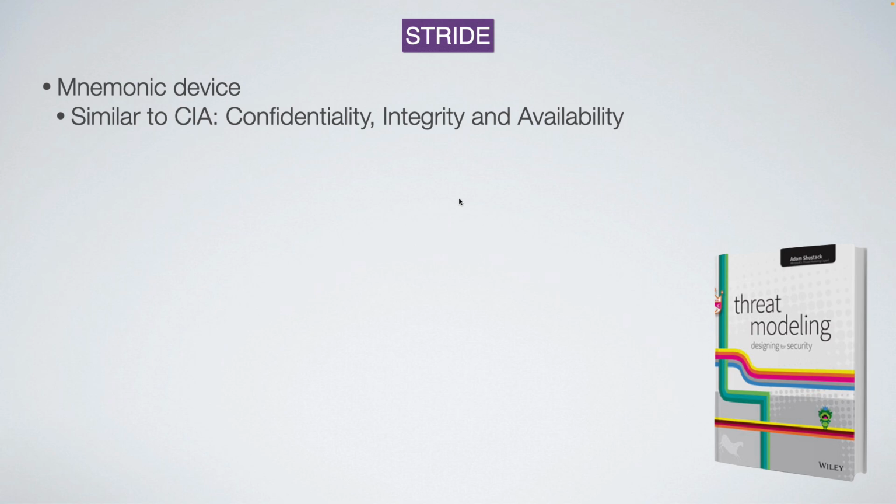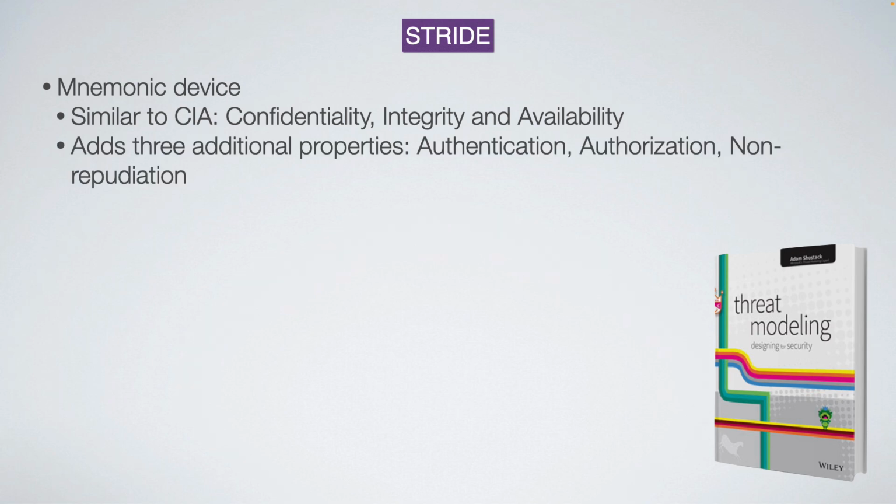And so then people said, okay, that's no problem. Let's add authentication. So now it's like CIAA. And then what about authorization? We talked about access control, right? Well, maybe that's its own thing. It doesn't quite fit on the other ones, right? And so anyway, people kept adding to it. And so what STRIDE is, it's basically just CIA plus three additional properties that they felt were needed.